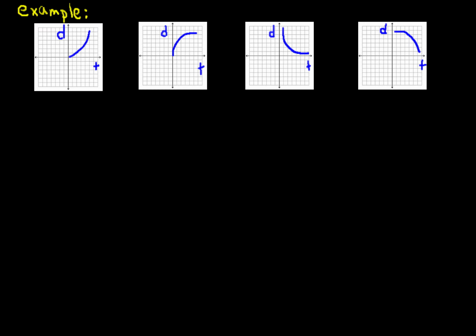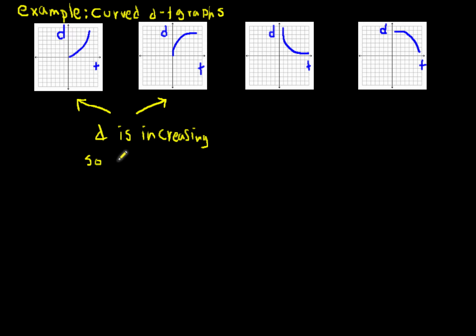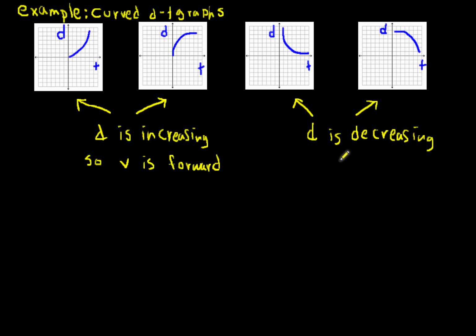Here's another example with curved graph shapes. If we look at the first two graphs here, we can see in both of them that the d is increasing. The d numbers get bigger as you go along in time. As a result, we know that the speed is forward because it continues to increase the d. In the second two, the d is decreasing. It's getting closer and closer to 0. This means the object is moving backwards, or the speed is backwards.